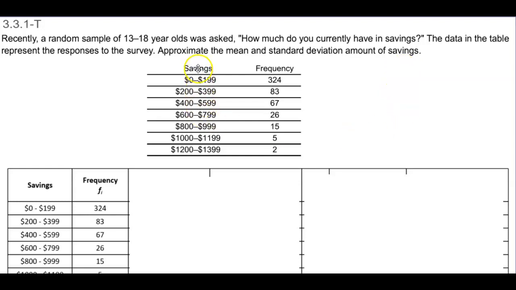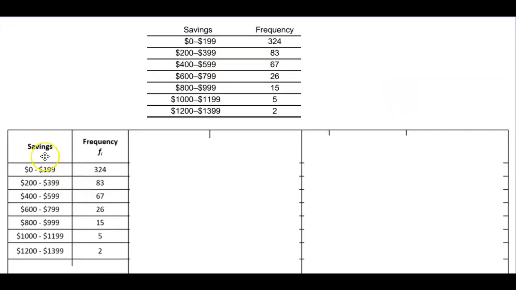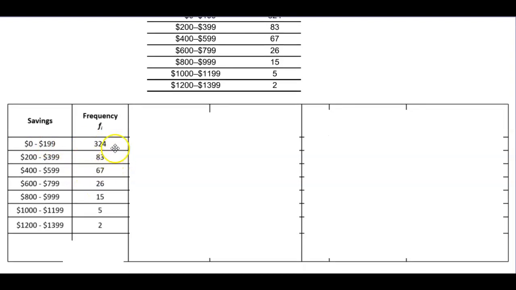So you can see here the first column we have is savings. I've created a column called savings here. The next column is the frequency. So for each particular class, we have our frequency. The first thing we need to do is find the sum of the frequency. When we total up the entire column, 324 plus 83 plus 67, all the way down to 2, we get the sum of the frequency to be 522.